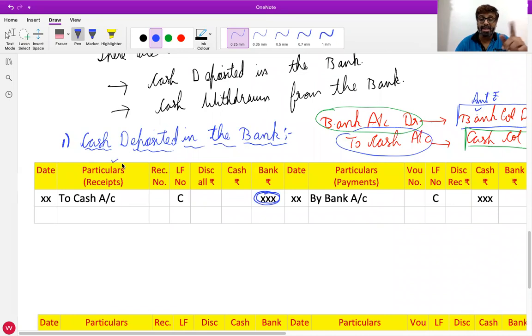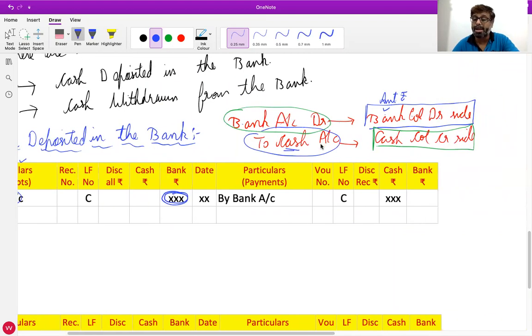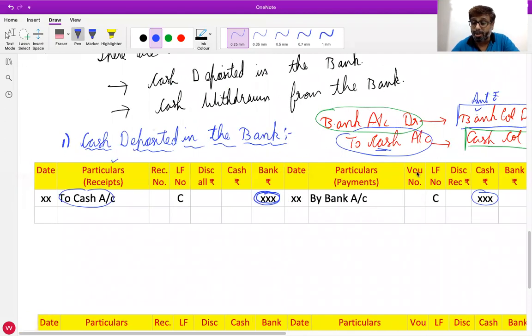In the particulars, as we studied yesterday with the journal entry, we always write the name of the opposite account. So what is the name of the opposite account here? To cash account. In the same way, to cash account credit means you'll write the amount in the cash column on the credit side, and in the particulars you'll write the name of the opposite account, which is by bank account. Is this clear to everyone?